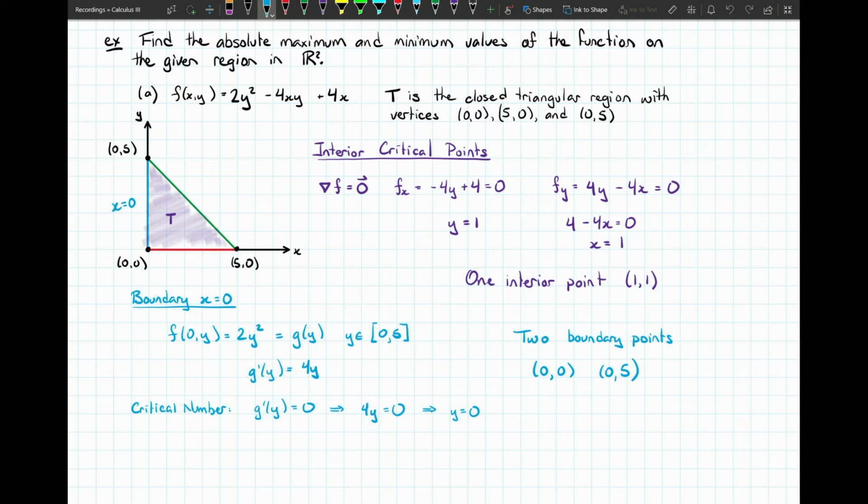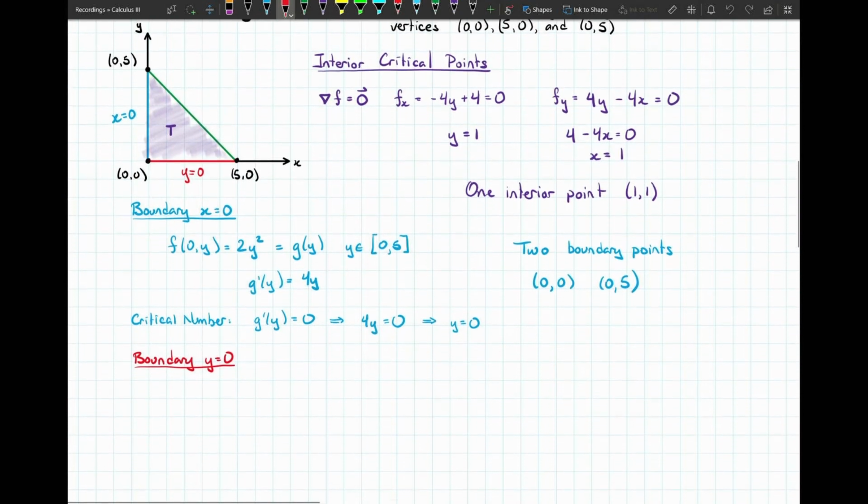We have 2 more boundaries to work with. Let's look at this red line for the bottom boundary. Since that bottom boundary is the x-axis, it has the equation y equals 0. And along that boundary, we can just substitute y equals 0 into our function. f of x comma 0 is just 4x. And you can see how that is really just a single variable function. We could also call that just g of x if we like.